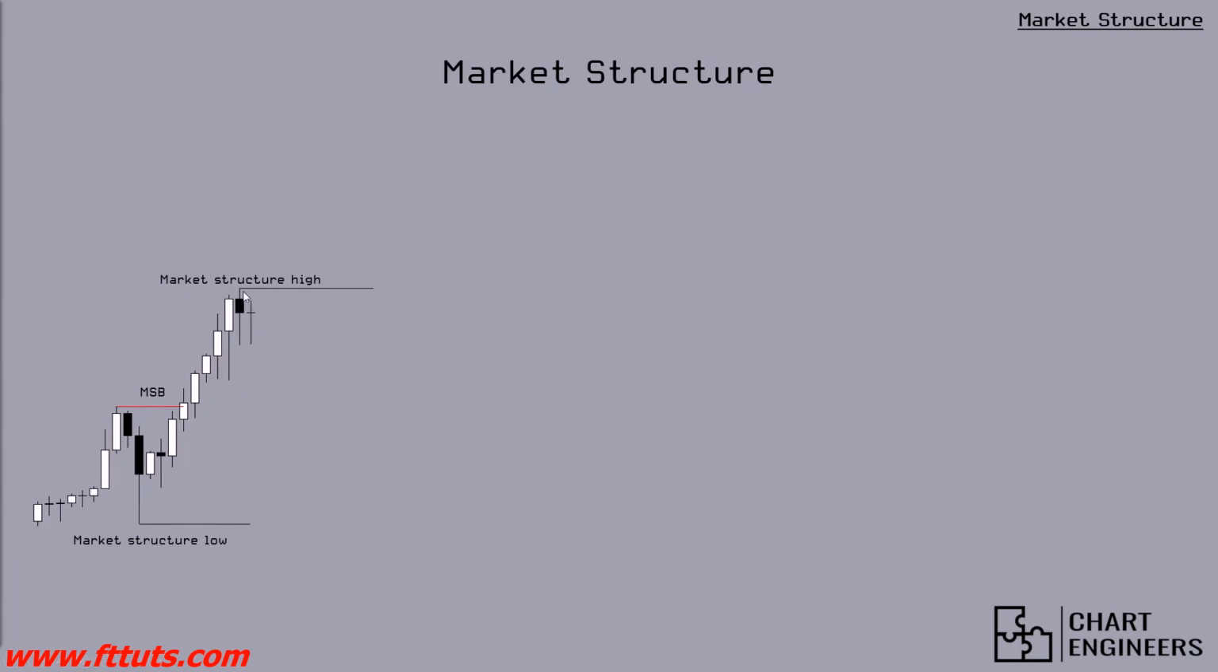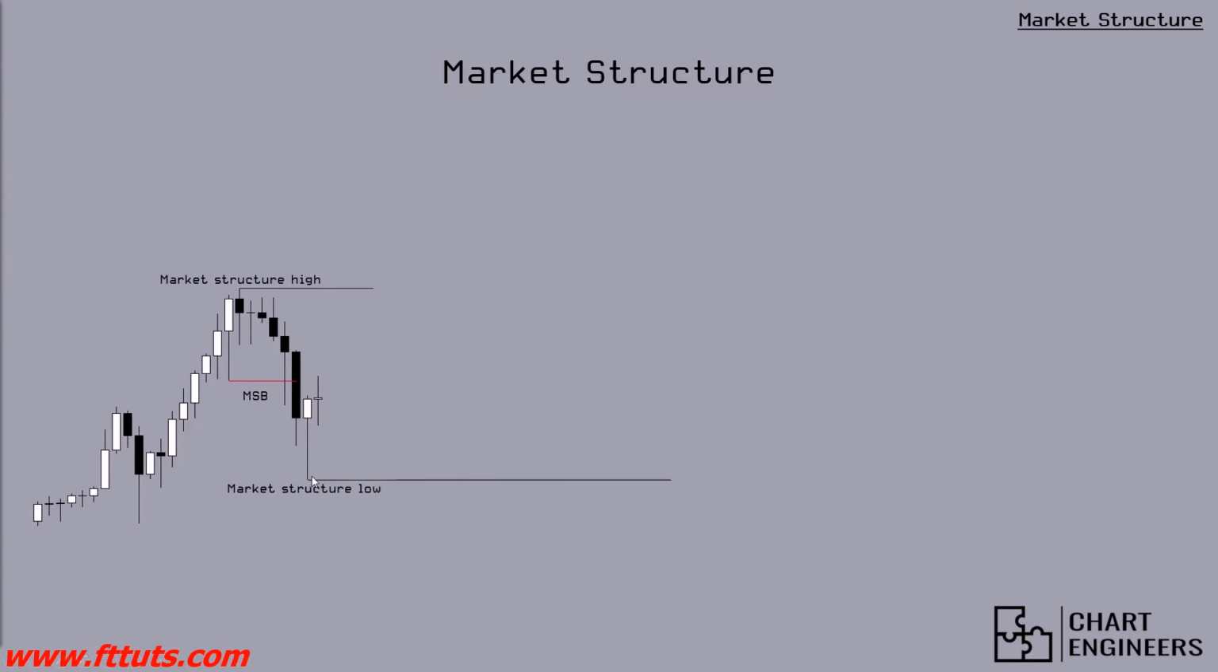that created that high. And then again, here we have the market continue lower, so this is going to create a lower low, and then the next swing point after the market structure break would be our new market structure low. And then as we can see here, market structure break, new swing low.